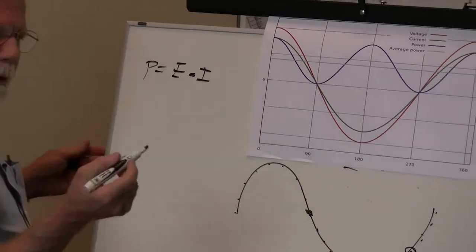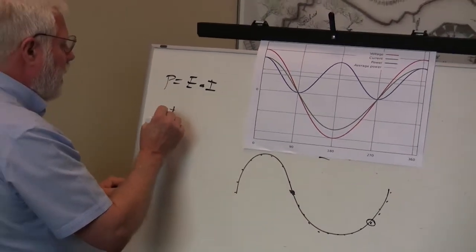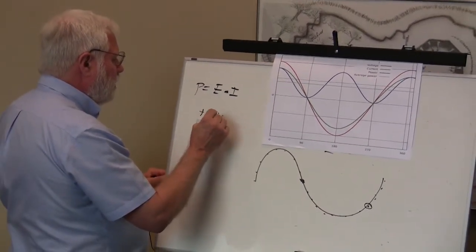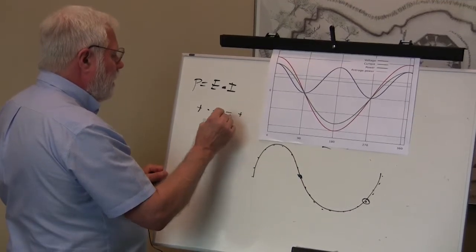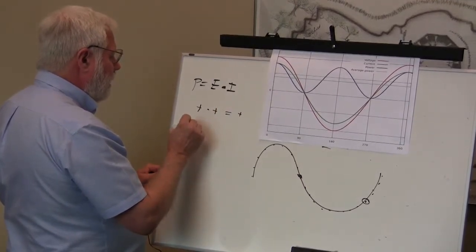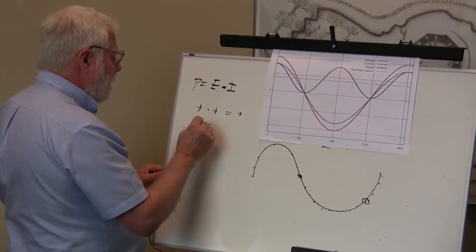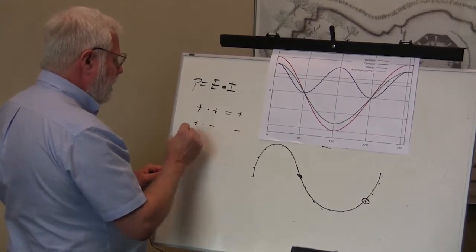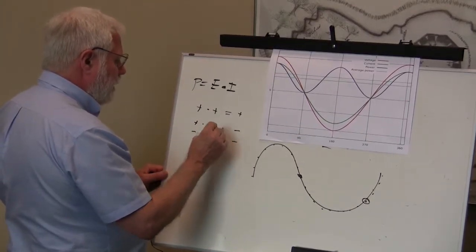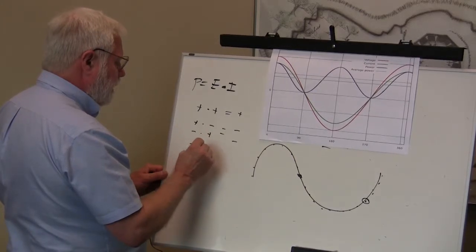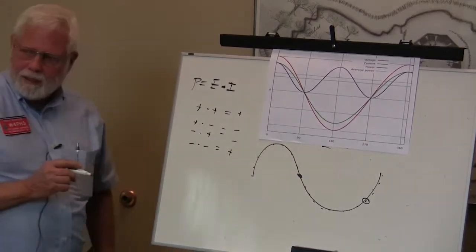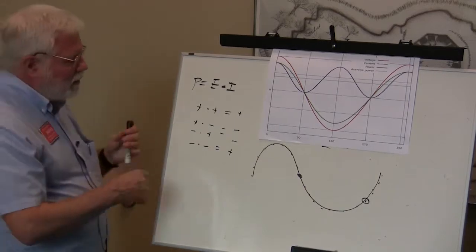And that is, remember your algebra here. If you have a positive times a positive, you get a positive. If you have a positive times a negative, you get a negative. If you have a negative times a positive, you get a negative. But if you have a negative times a negative, you get a positive. Remember that?